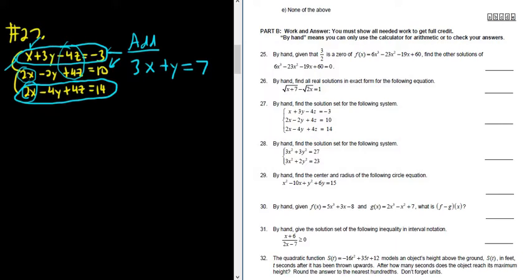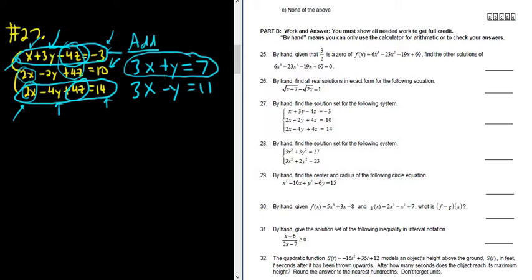So you do x plus 2x, that gives us 3x. 3y minus 4y, that's negative y. And then when you add up the negative 4z and the 4z, again you get 0. And then negative 3 plus 14 is 11. So we added up the first two, and we got this equation here. We added up the first and last, and we got this equation here.